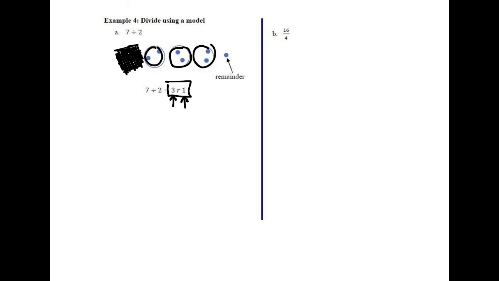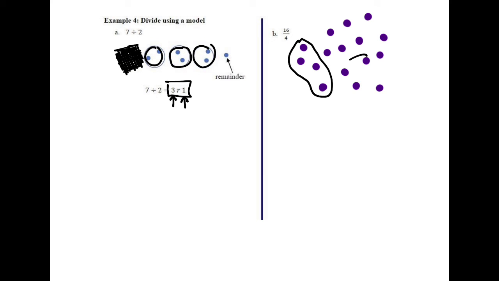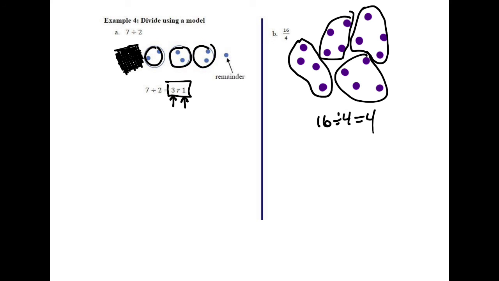Okay, on B, let's get some dots out there. I decided to go a little bit more random this time, so you have to work a little bit more. Probably would not do that. You'd probably put them in rows, but that's all right. So we want to group them in groups of 4. Okay, so there's 4. Here's 4. There's 4. And there are 4 left. So it goes on evenly. The answer then would be 4. 16 divided by 4 is 4.